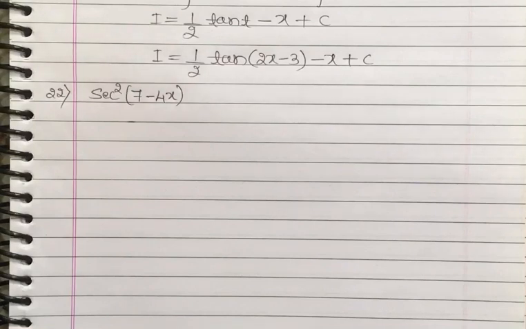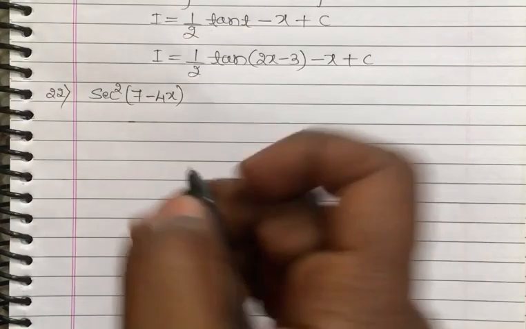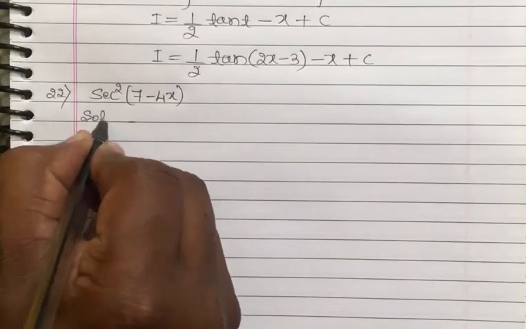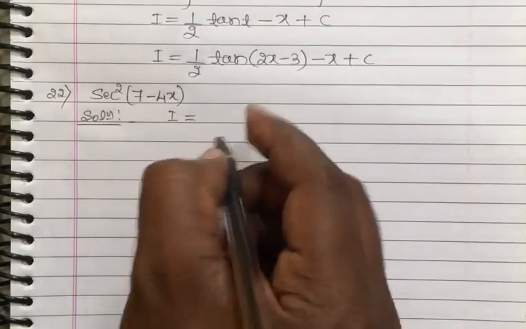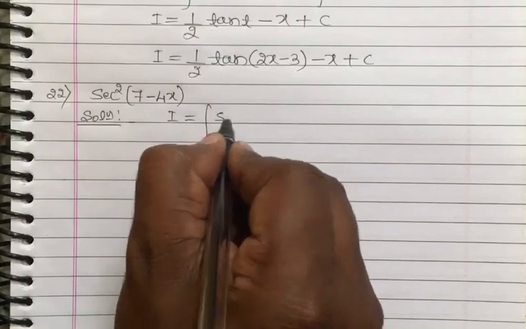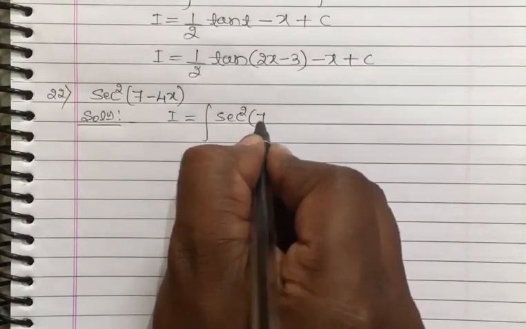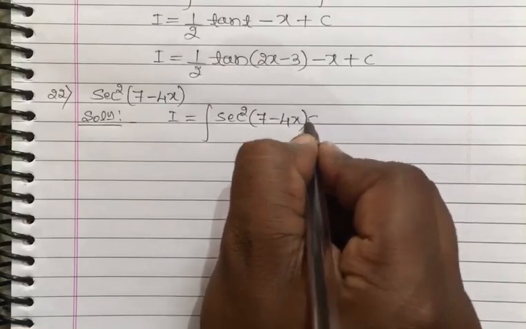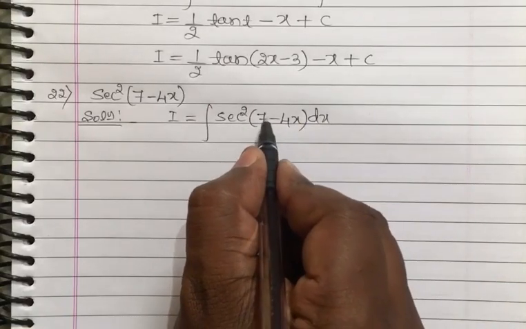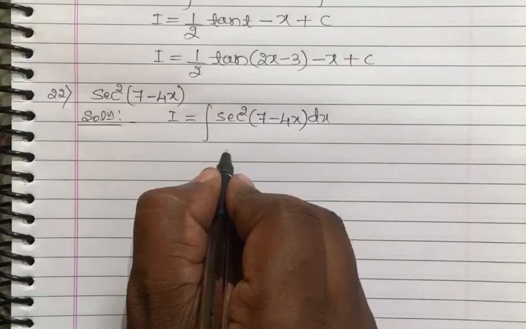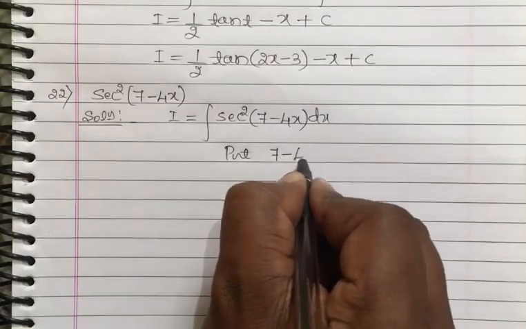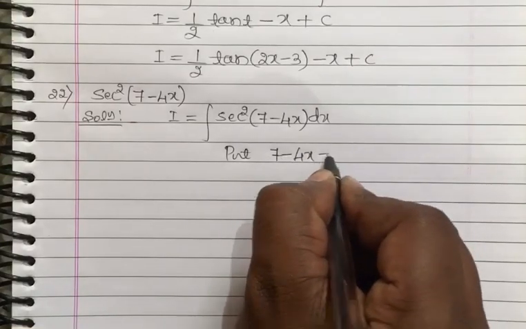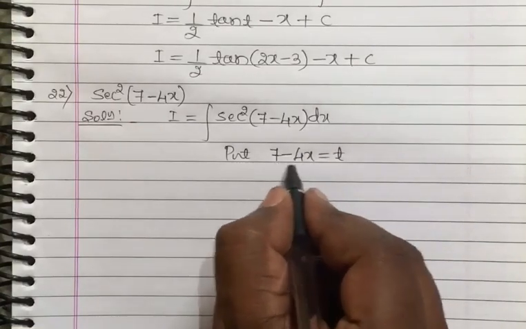Well, the next question is secant square 7 minus 4x. So I take this as I. I is equal to integral secant square 7 minus 4x dx. Now I take 7 minus 4x as t. Put 7 minus 4x equal to t. Now differentiate both the sides now.